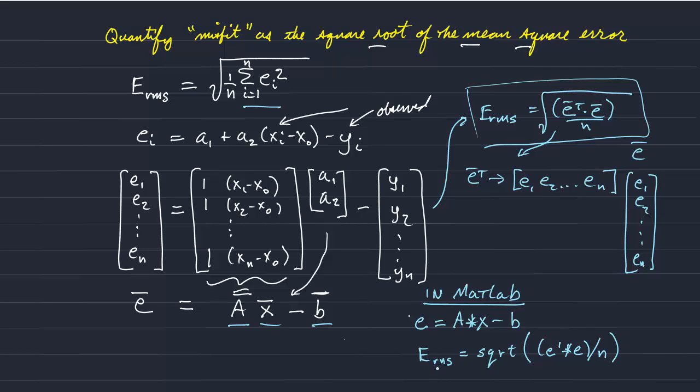So if our fit is good, our E_RMS is relatively small. And so you can see that E_RMS is a very convenient way to quantify how well our linear regression actually fits X versus Y of our data. So that will conclude this short video on how to quantify the RMS error for linear regression.